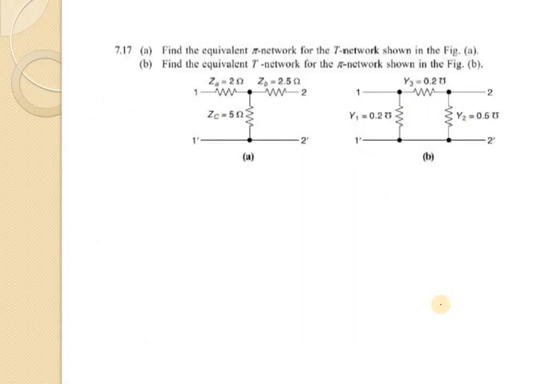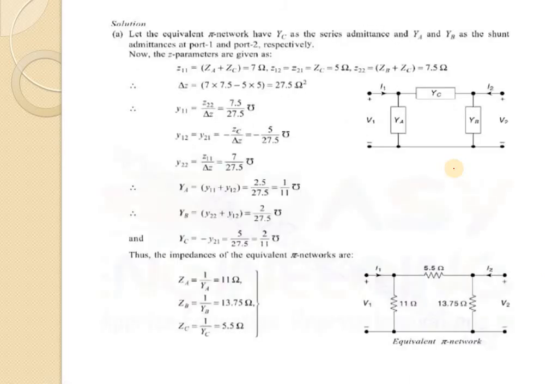Now the next problem we will consider is to find the equivalent pi network for the T network shown in the figure. We have to find the pi network for the given T network. Let us see how this can be done.